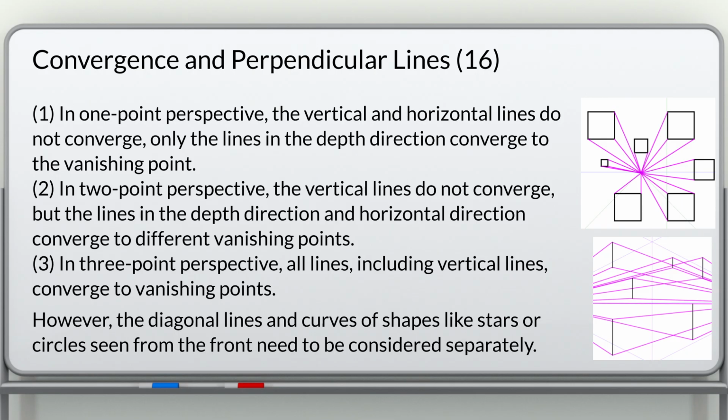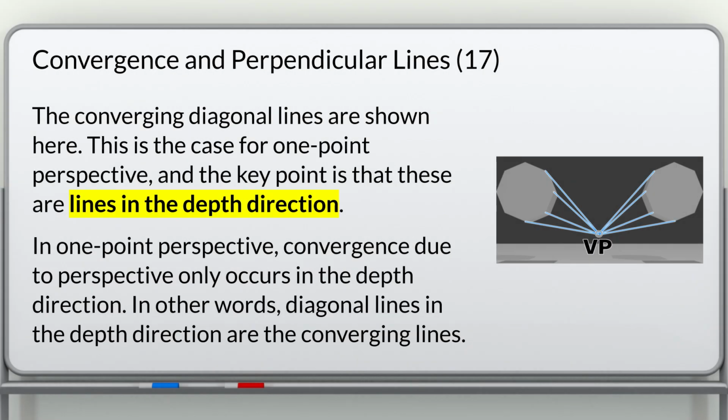However, the diagonal lines and curves of shapes like stars or circles seen from the front need to be considered separately. The converging diagonal lines are shown here. This is the case for 1-point perspective, and the key point is that these are lines in the depth direction. In 1-point perspective, convergence due to perspective only occurs in the depth direction. In other words, diagonal lines in the depth direction are the converging lines.